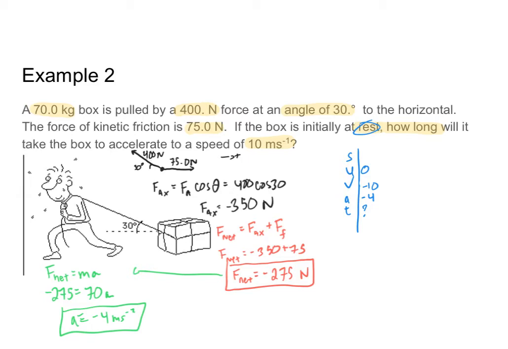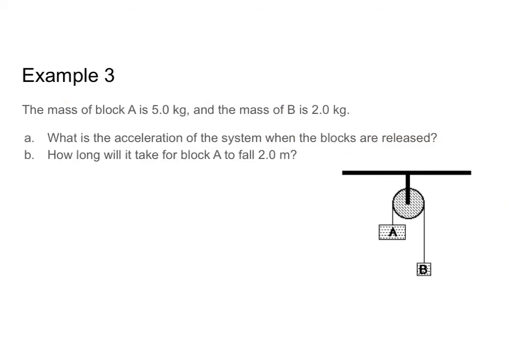So I know that the equation I'm going to use is v equals u plus at, or negative 10 is equal to 0 minus 4 times my time. So my time is equal to 10 over 4, or approximately 2.5 seconds. And there we go. You have figured out how long it took the box to accelerate to a speed of 10 meters per second. So you've done an easy problem, you've done a medium problem, let's go ahead and do a spicy problem.